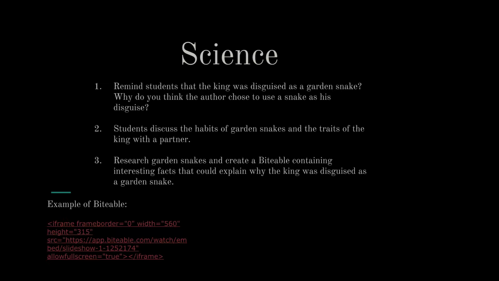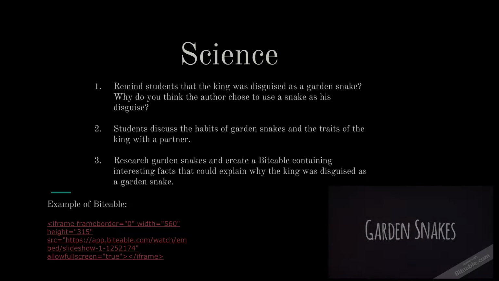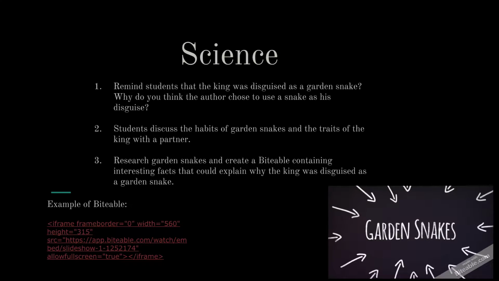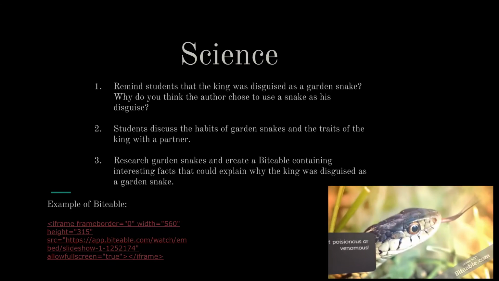For the science lesson, I decided to have the students think about the garden snake we read about. The king disguised himself as a garden snake when each daughter came into contact with him. I want the students to discuss why they think the author chose to have the king disguised as a garden snake. So, the students will create a biteable video containing facts about garden snakes that might relate to the king's personality and the storyline. I have included a link to a biteable that I created and I could expect the students to also create.